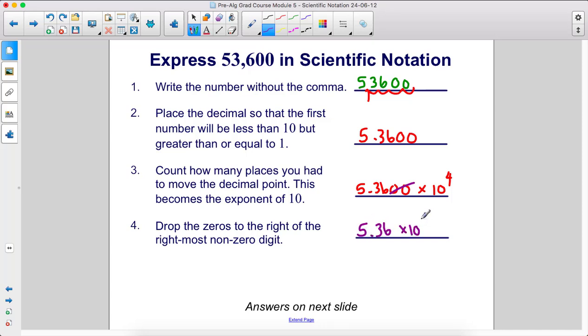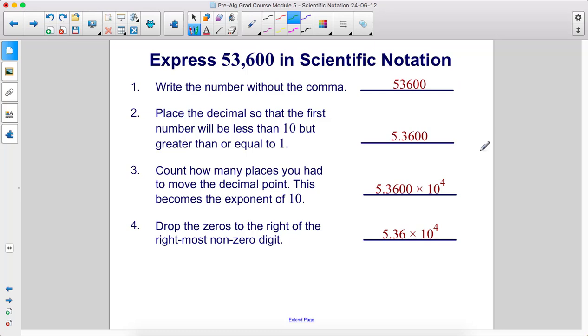5.36 times 10 to the 4th. And we are in scientific notation. And there you have it, all the answers. Here we go. There's our answer.